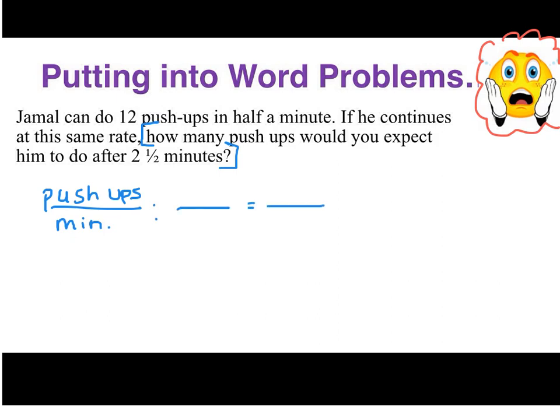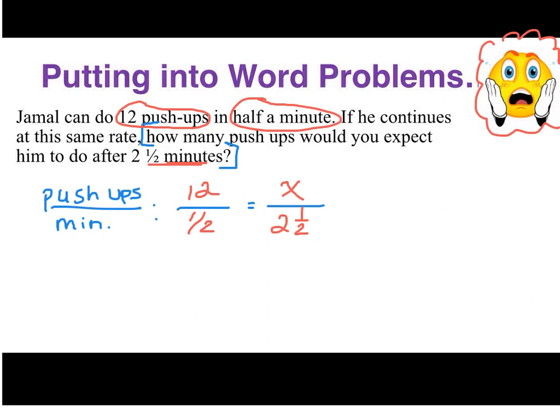Now I'm going to fill in my numbers. If I go back and find my key info, I see that he does 12 push-ups in half a minute. So I'm going to do 12 over 1/2. Now my other side, I want to know, it says how many push-ups. Since I don't know how many push-ups, I put my X, and 2.5 minutes goes on the bottom. Great job if you set that up correct. And now go ahead and solve for X.